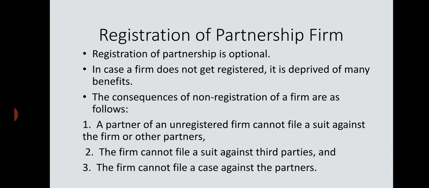Suppose I'm a partner, and as a partner I'm in trouble due to some other partner. Suppose A, B, C, three partners are there. A is in trouble because of a mistake done by B. A cannot file any kind of suit on B. So this is the first consequence of non-registration.